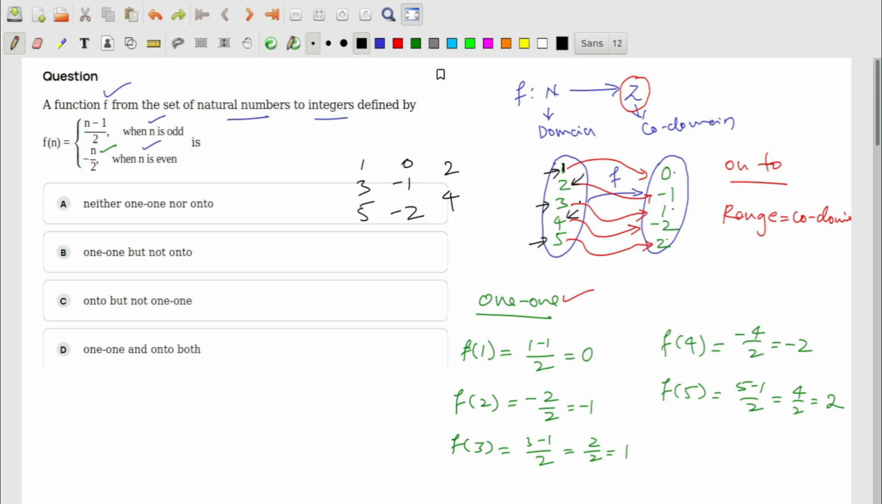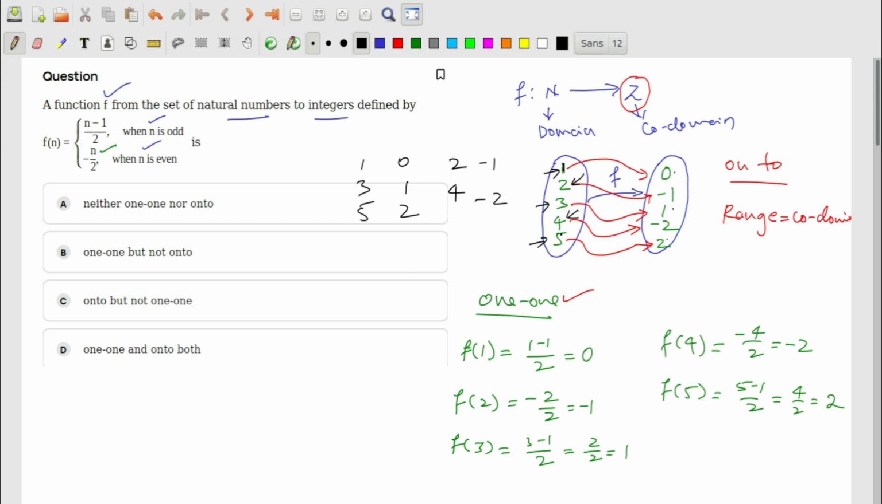Let me check, just a minute. 1 is related to 0, and then 3 is related to 1, and then 5 is related to 2. Again, if you take the even numbers, 2 and 4, 2 is related to -1, and then 4 is related to -2. See here, the first set is filled with all the natural numbers, right?